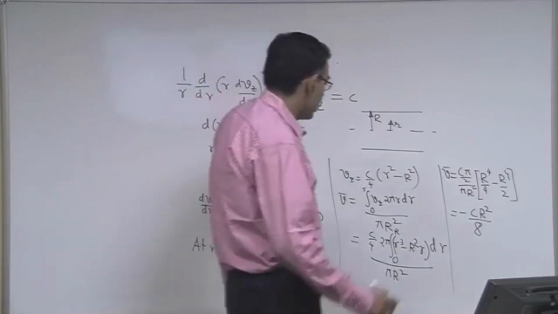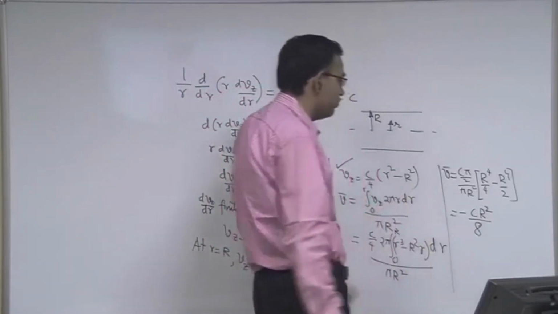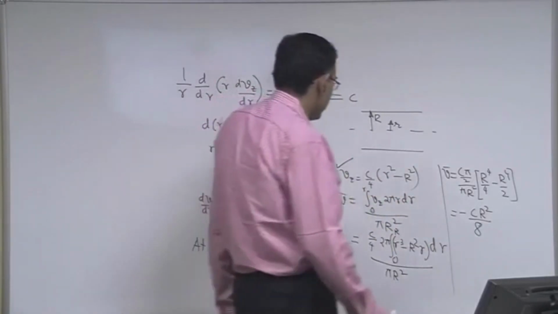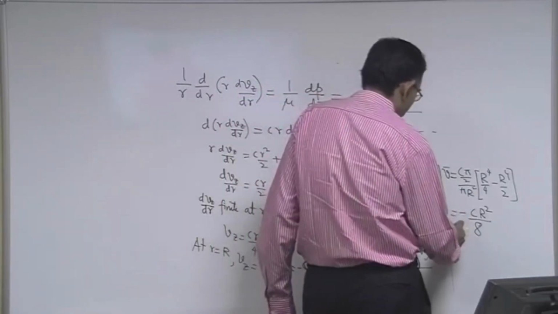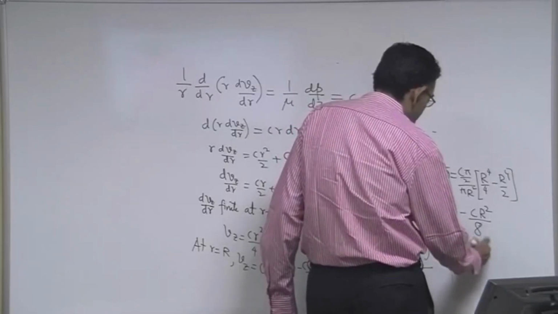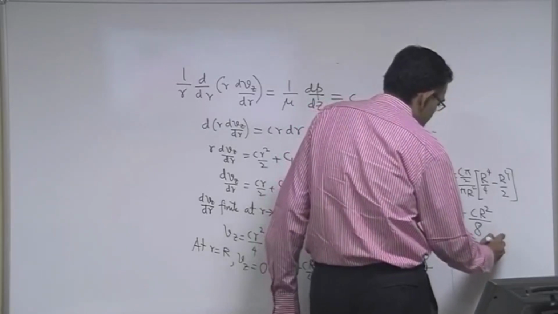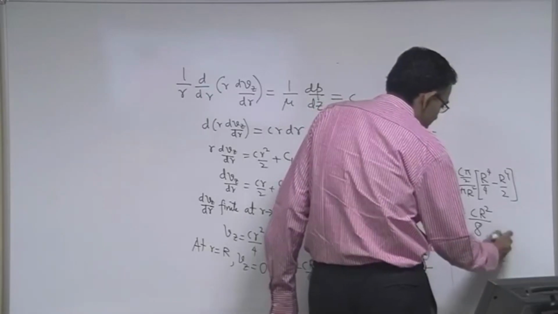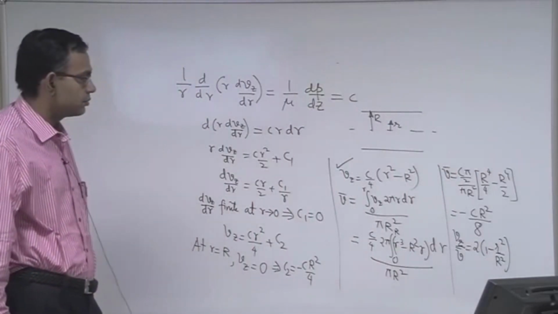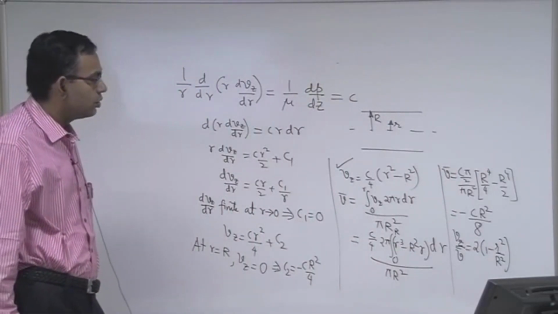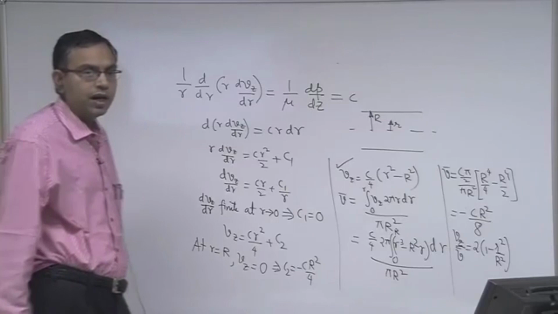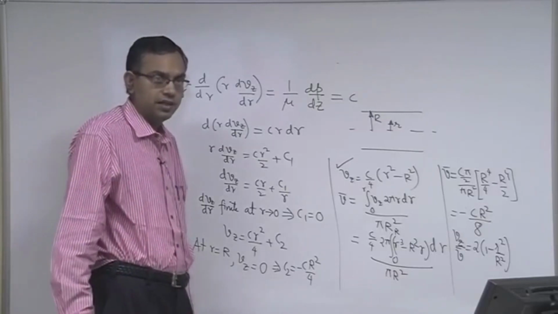So, that means you can substitute that expression for V average in the expression for Vz, and once you substitute that you get Vz by V average is equal to 2 into (1 minus r²/R²). So, this is the velocity profile. Again the parabolic velocity profile is evident from this analysis.